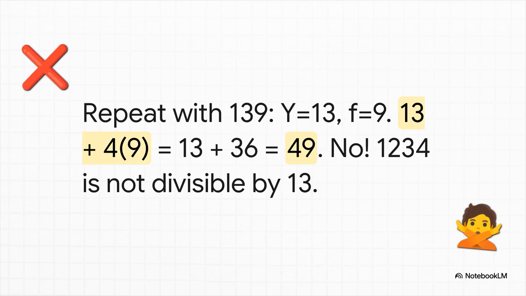Now, is 49 a multiple of 13? Nope, not even close. And here's the key. That means our original number, 1234, isn't divisible by 13 either. The rule tells us yes, and it tells us no.